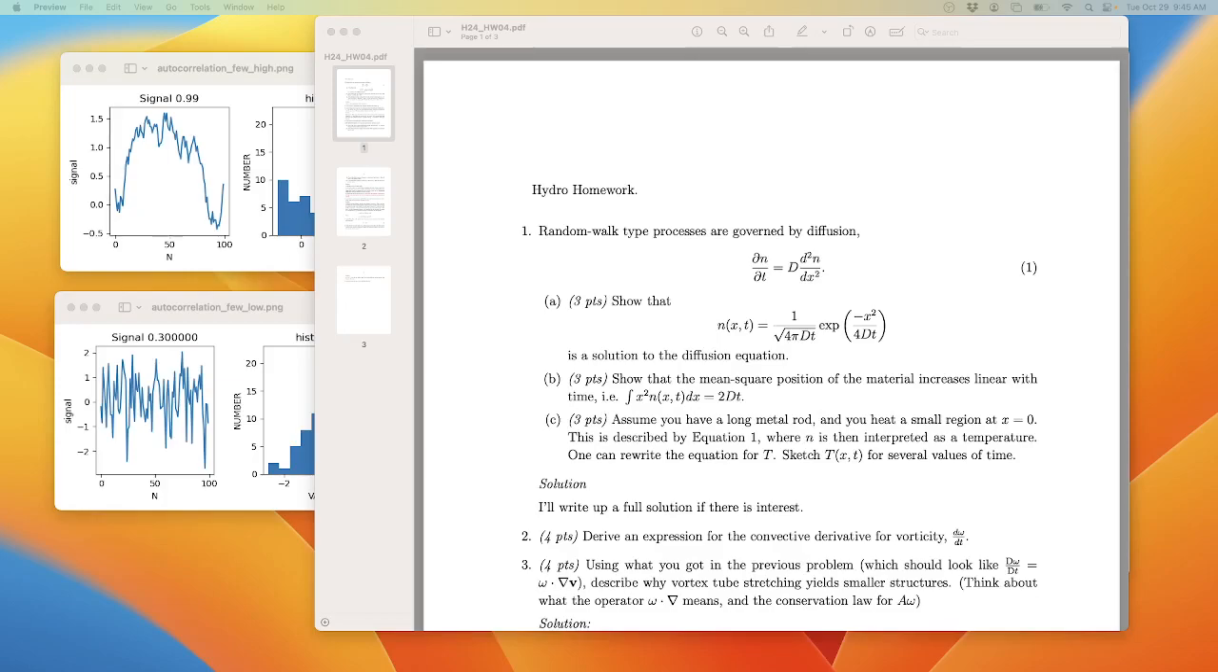So you either integrate this by parts or just look up this answer and then do a substitution, and you get 2 dt.